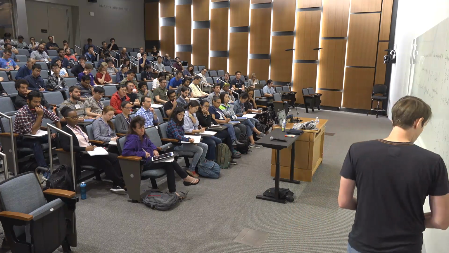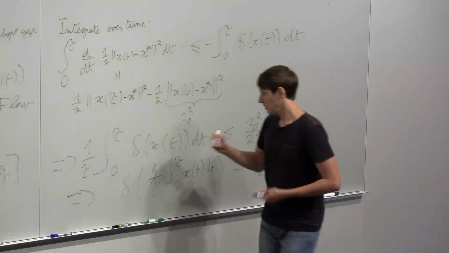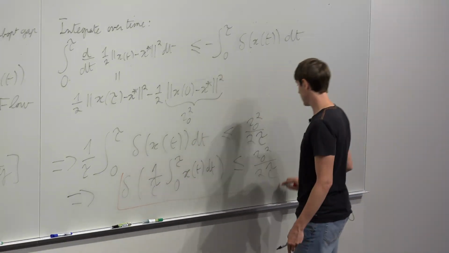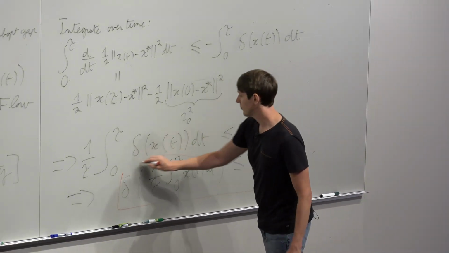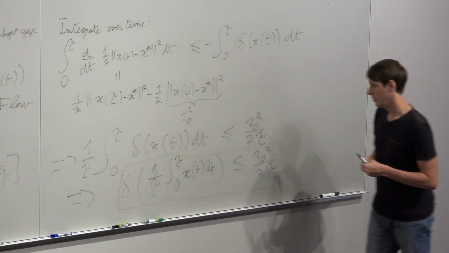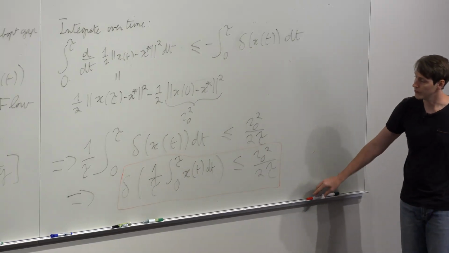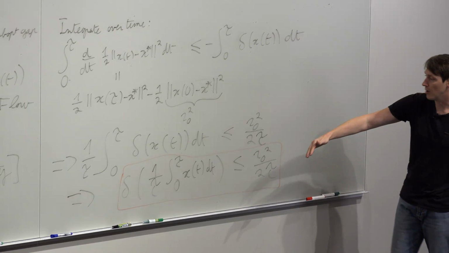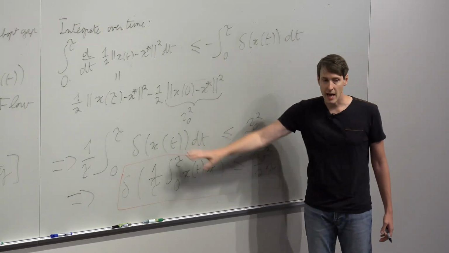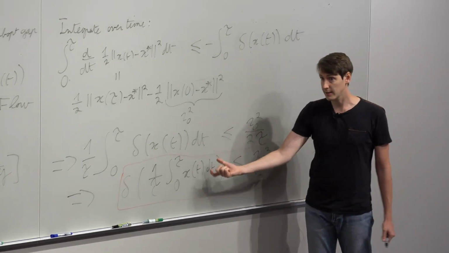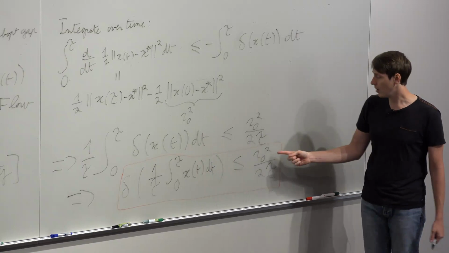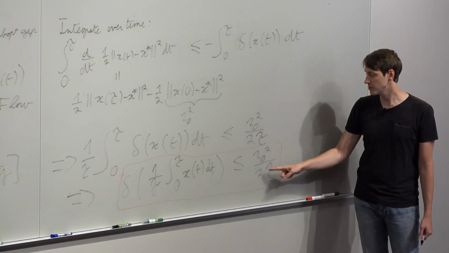Okay, so this is a result. Okay, a good result. This is saying that I run gradient flow up until time tau. And if I take the average over my trajectory, I get a point which is good. How good? It's good up to R0 squared over 2 tau.